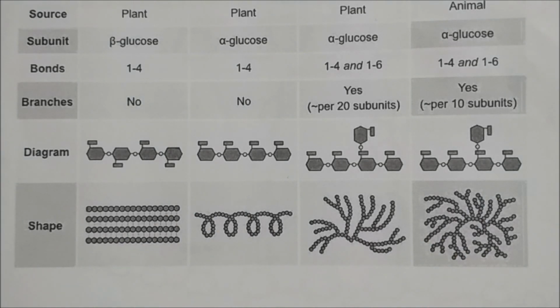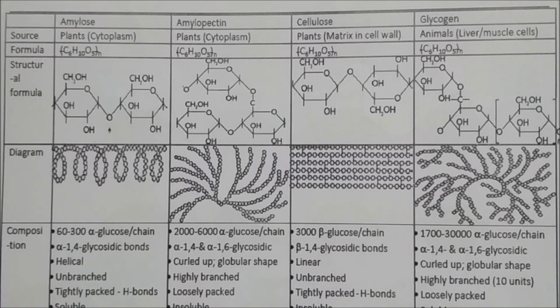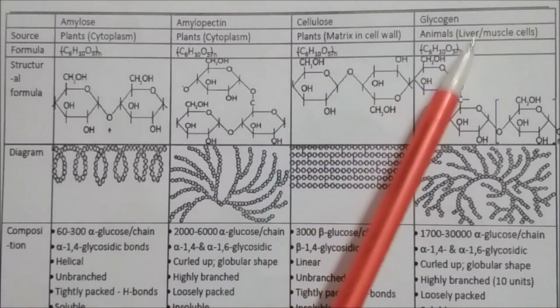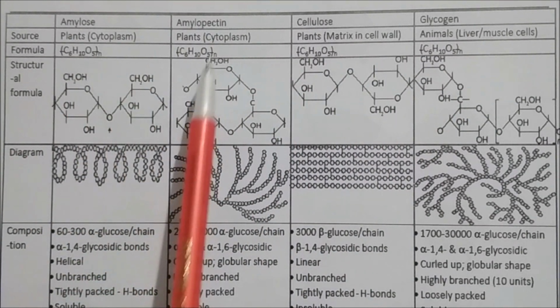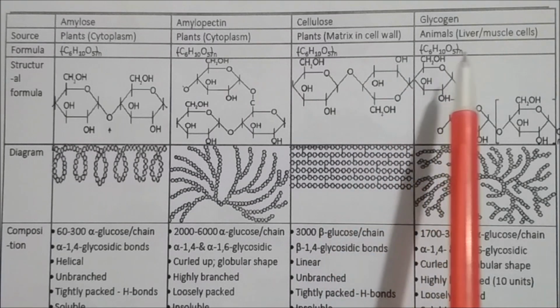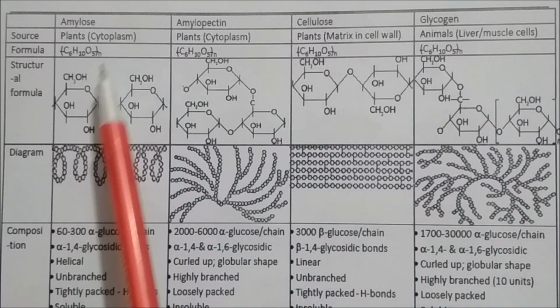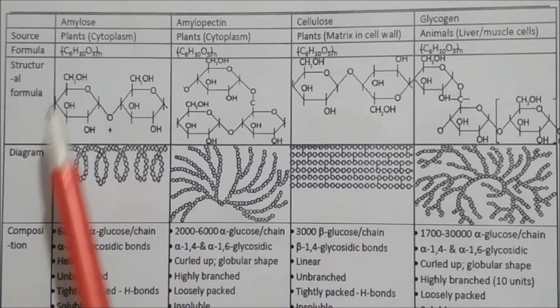So we'll see more differences. Here is the combined difference of all the compounds: amylose, amylopectin, cellulose, and glycogen. Source wise, this one is in the cytoplasm, this is in the matrix and cell wall, and this is in liver or muscle cells. Formula wise they are almost the same. Structure we have discussed.